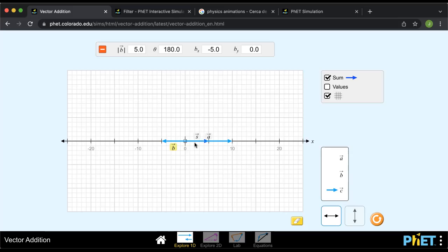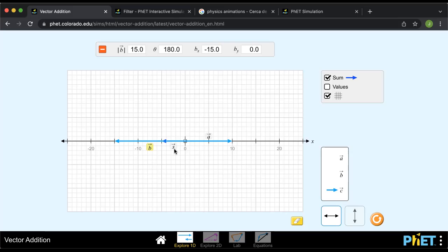But what happens if I increase the magnitude of B a little more? 10 and 10, of course. 10 to the right and 10 to the left, the subtraction will be 0. 10 minus 10 is 0. There is no resultant. But if my B vector is greater than A, look at this: the resultant will point to the west, to the negative x.